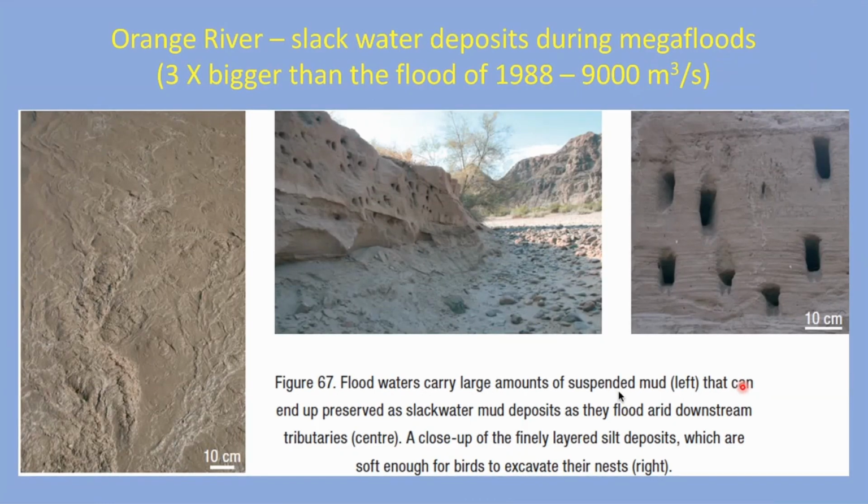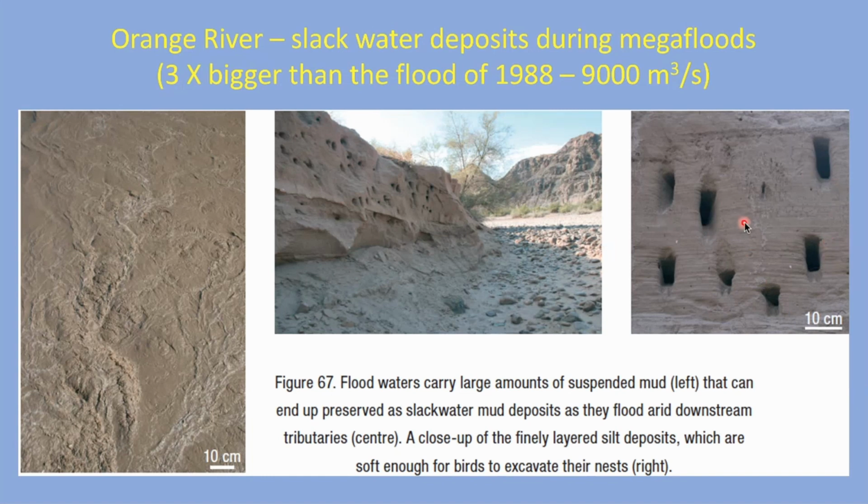And if you look at the Orange River near the mouth or further upstream, when the Orange River goes into major flood, here's a picture on the left of a major flow full of suspended mud. If it goes into a major flood, these waters can flood the dry tributaries downstream, and they can deposit what are called slack water deposits. And there's one there. And when you look closely, you see the birds, because it's soft enough, the birds have excavated their little nests into that.